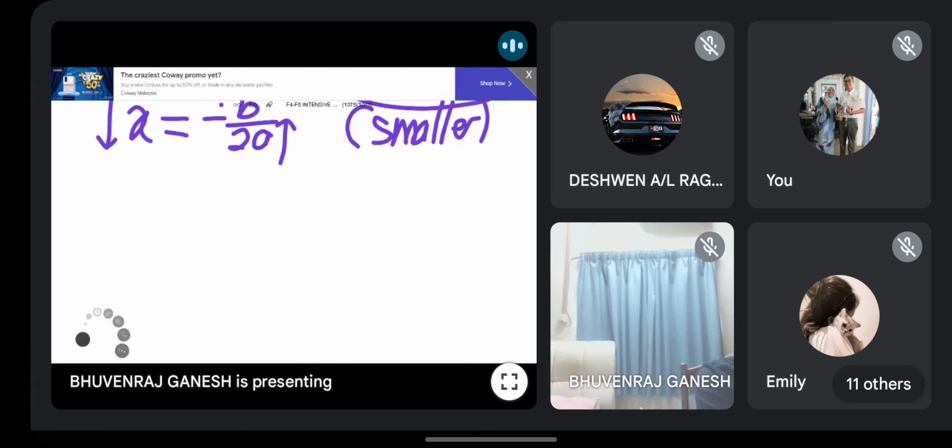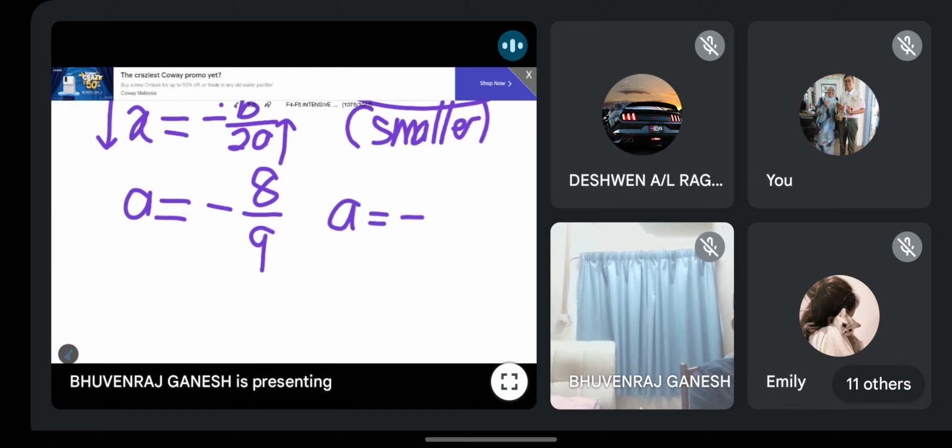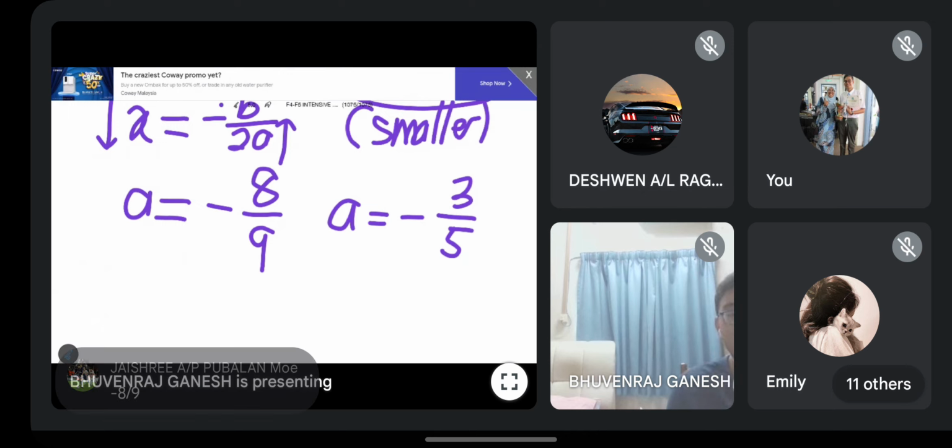Okay, so now we try negative fractions. Let's say, A equal to negative 8 over 9 and A equal to negative, let me see. Okay, which graph is smaller? Mana graph lebih kecil? Very good. Okay, smaller. This is the answer.